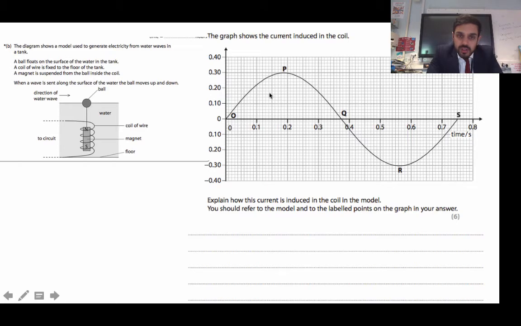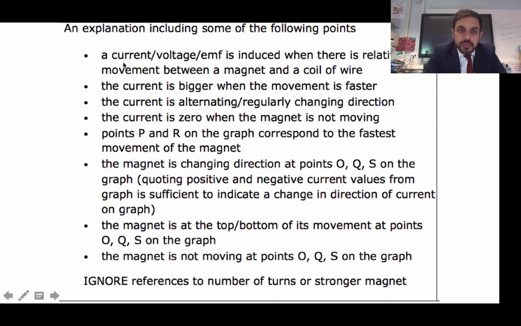Now, why does the current change direction? It's because the magnet is moving up and down, up and down. I'll show you the mark scheme. A current is induced when there is relative movement between the magnet and the coil of wire. So basically, the magnet is moving next to the wire, which generates a current.